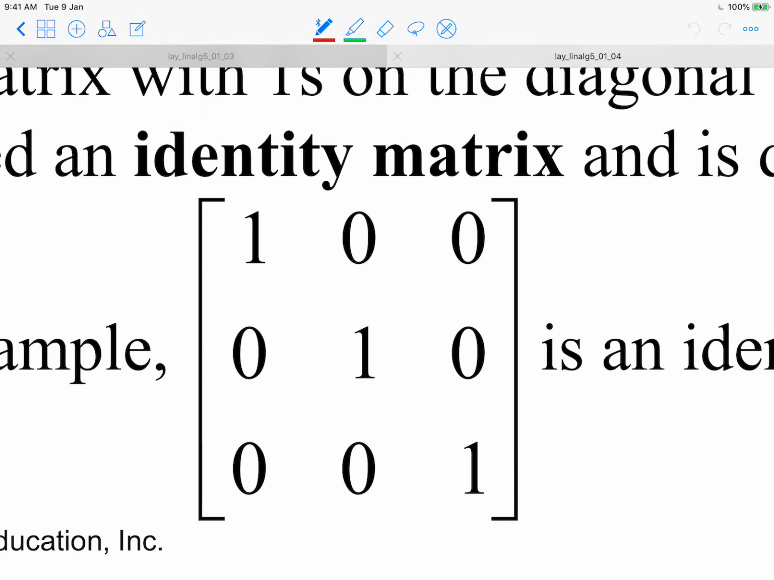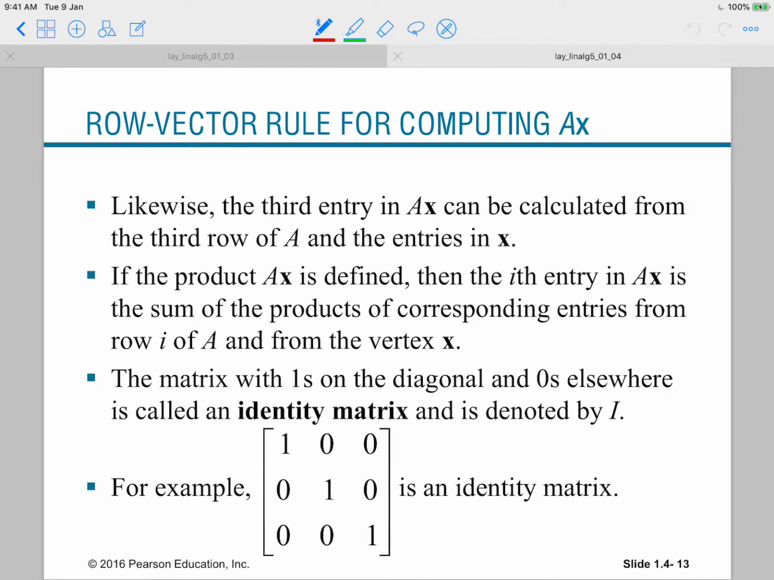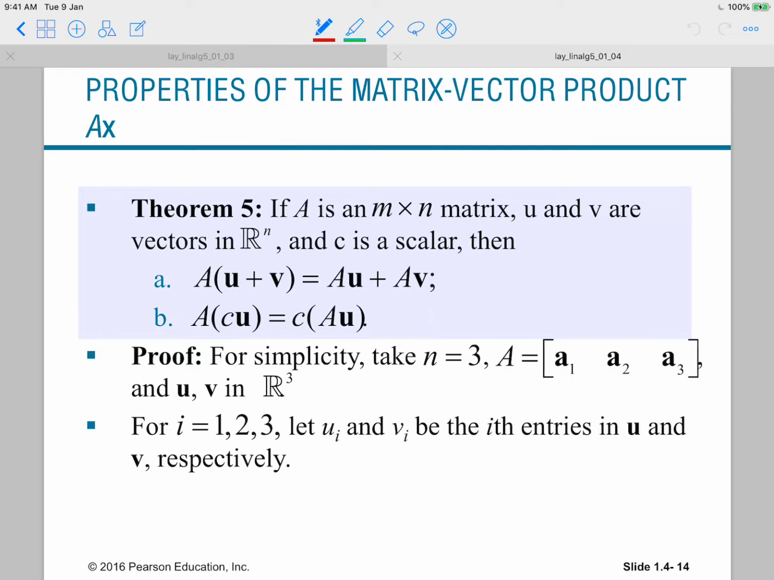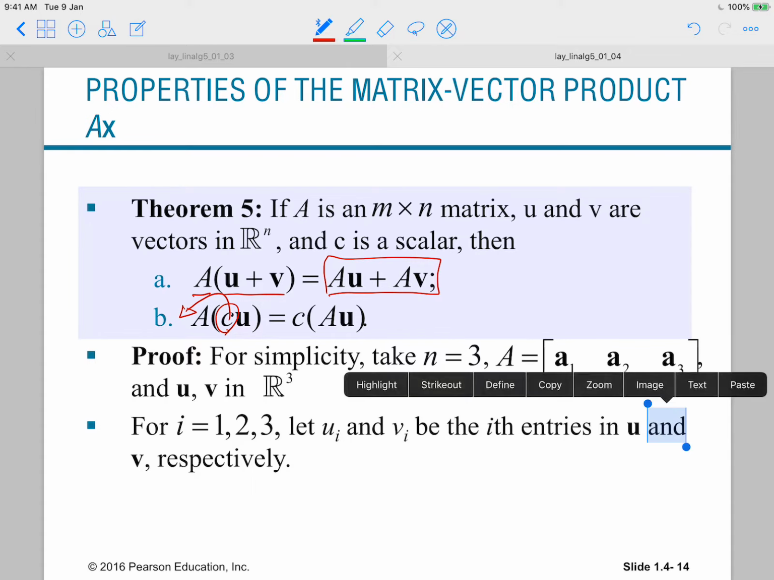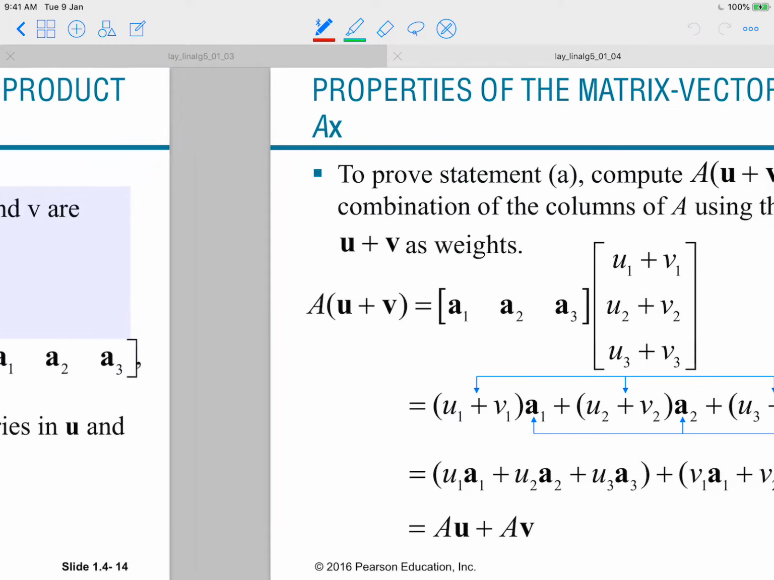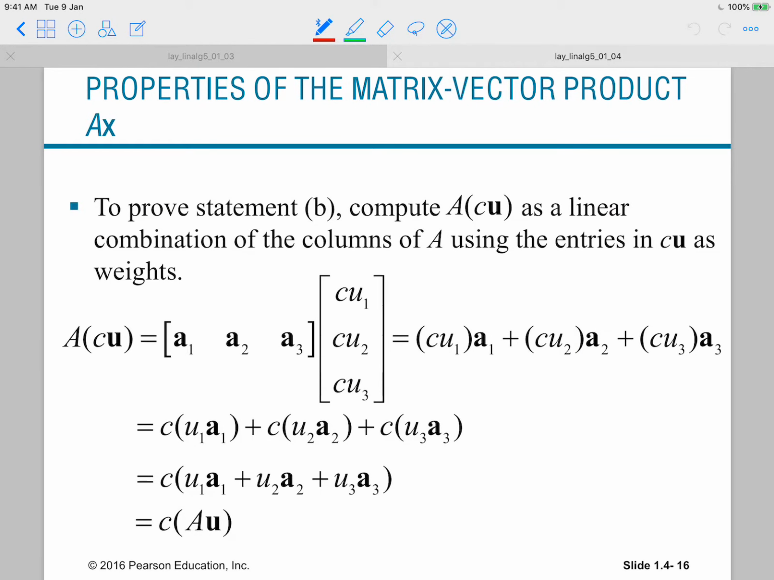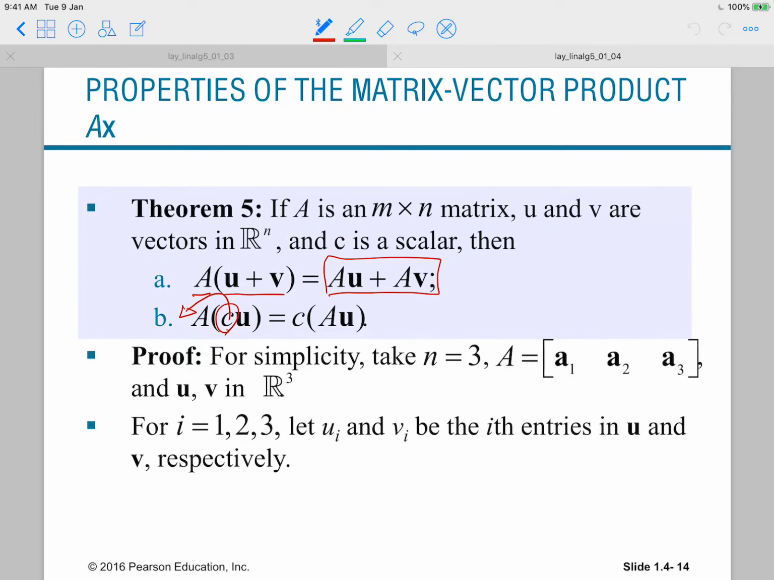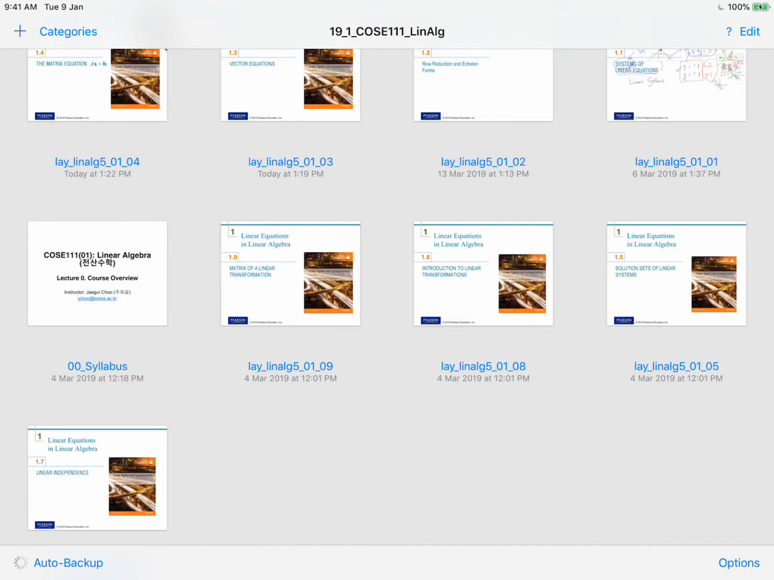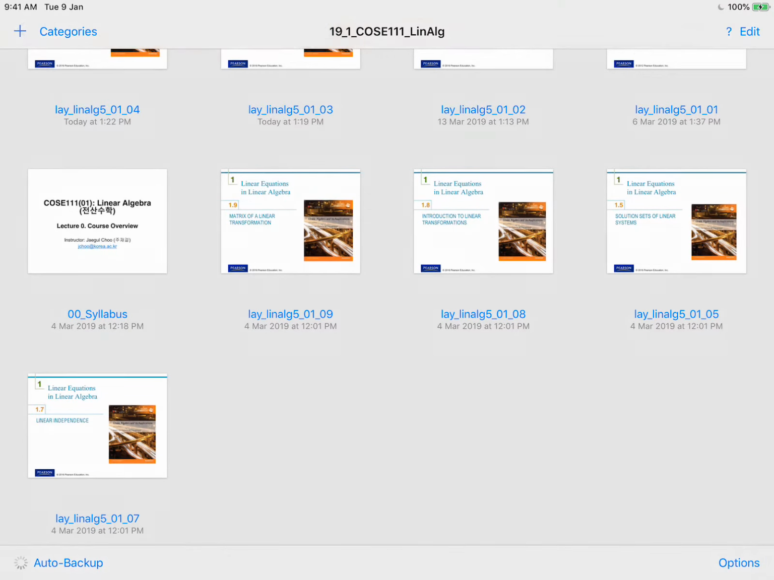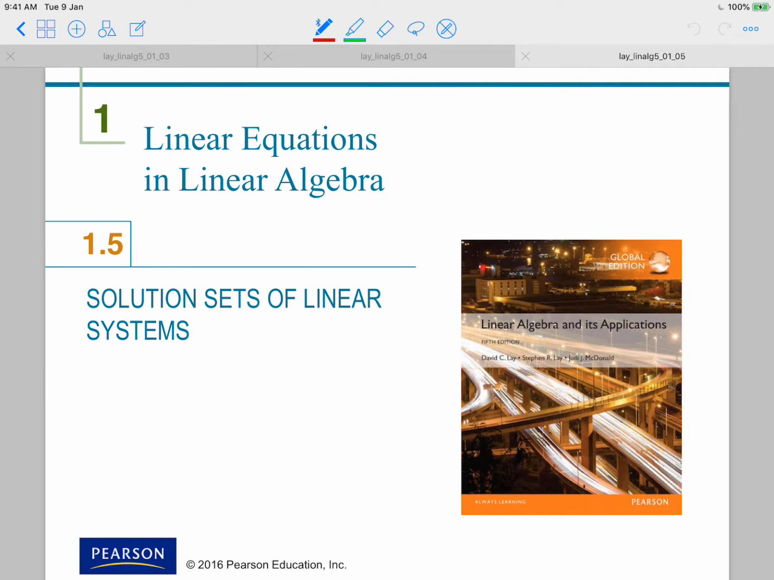You guys know what the identity matrix is, right? Then some properties of this matrix and vector multiplication. So we have a matrix, and the summation of the two vectors will be distributed in this form. And then we have a scalar multiple over here, and then it can be moved to the left. Okay, that's it for this chapter 4. And let's move to the next chapter.